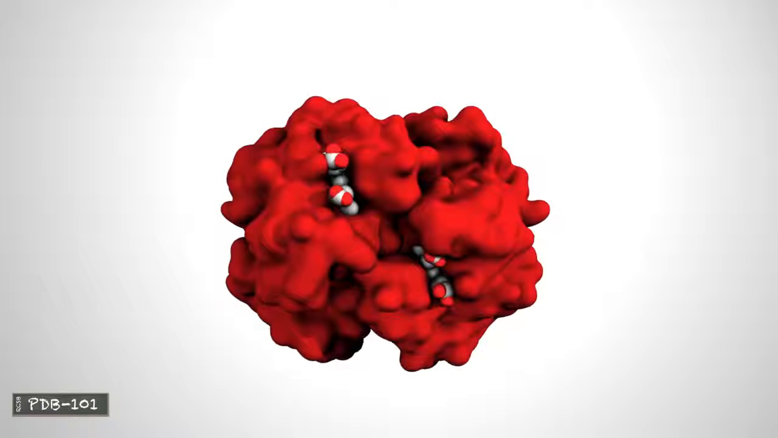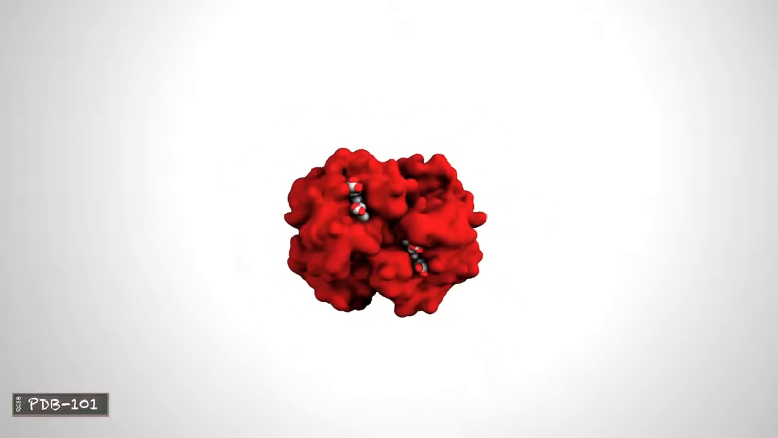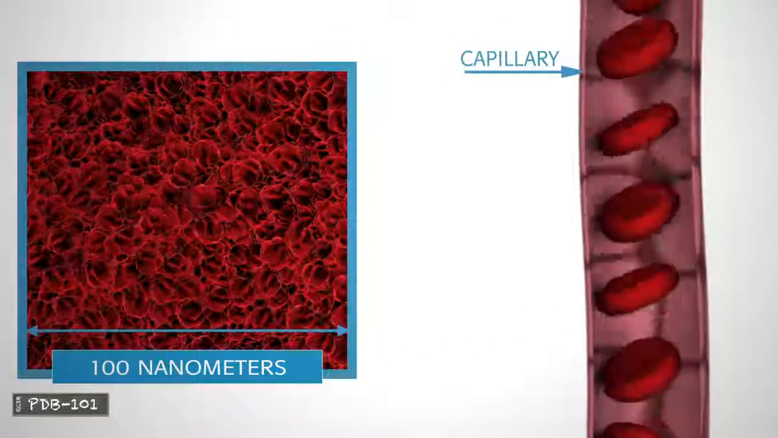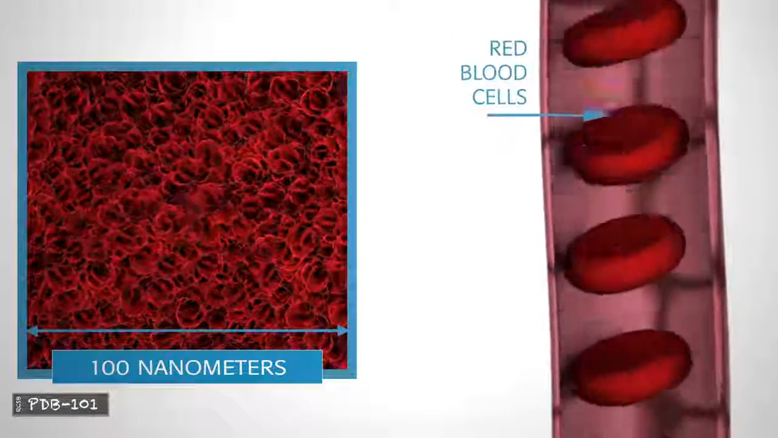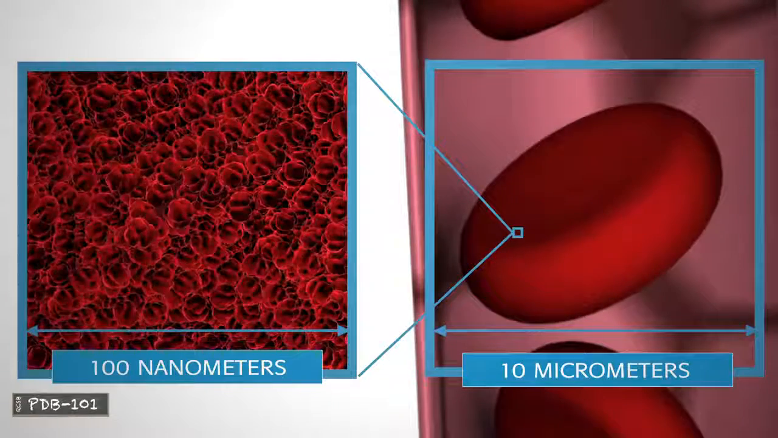Most proteins are smaller than the wavelength of light. For example, the hemoglobin molecule is about 6.5 nanometers in size. Hemoglobin is found in high concentration in red blood cells. A typical red blood cell contains about 280 million hemoglobin molecules.